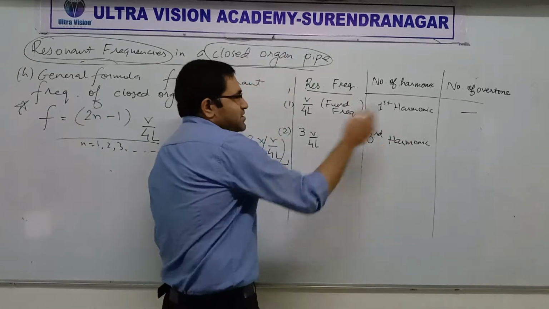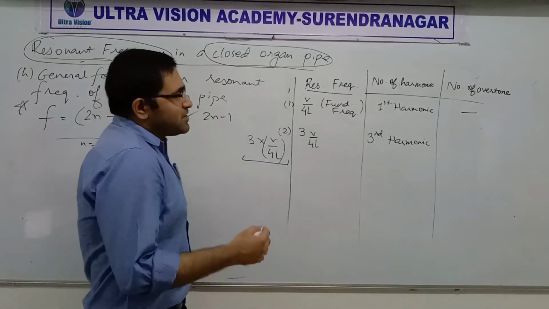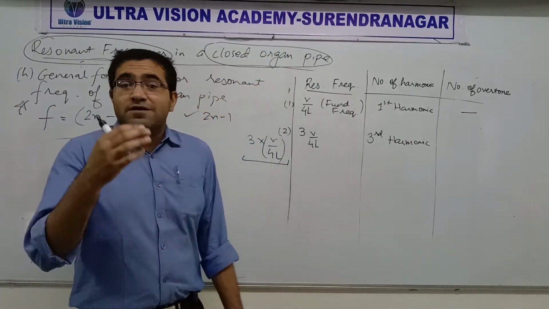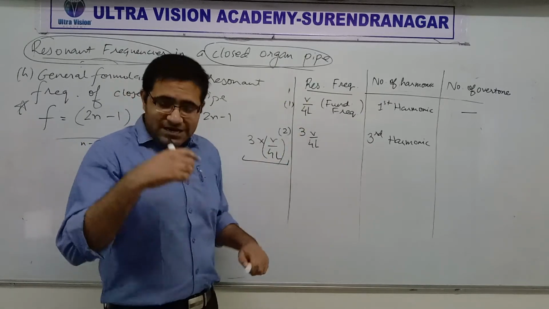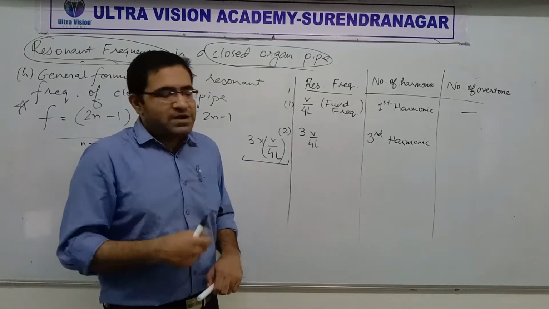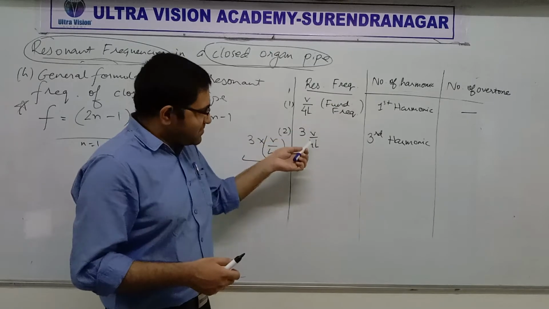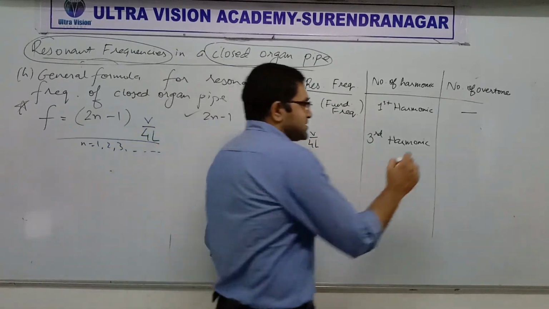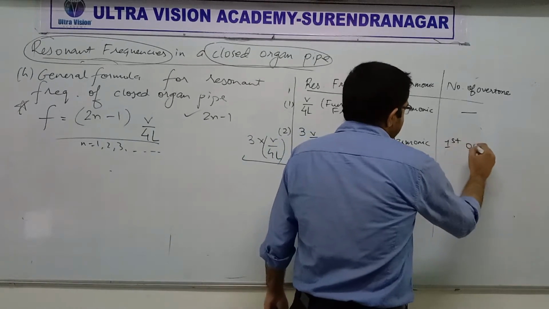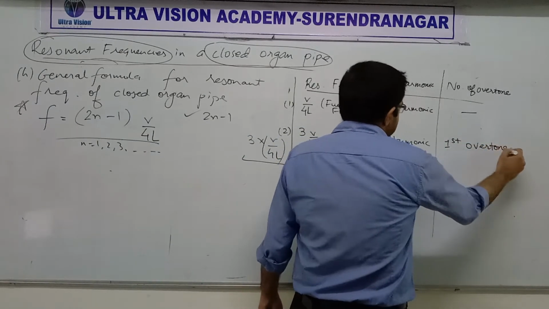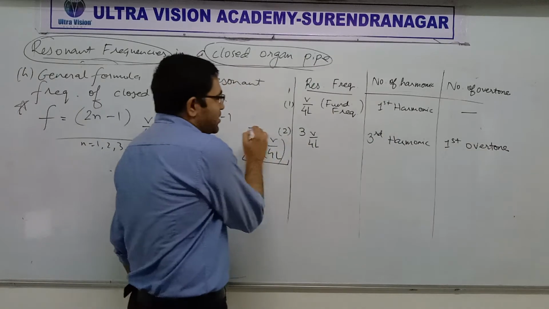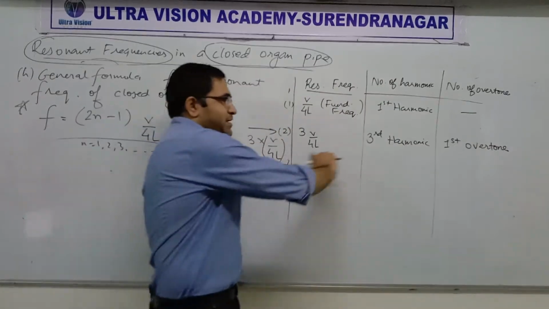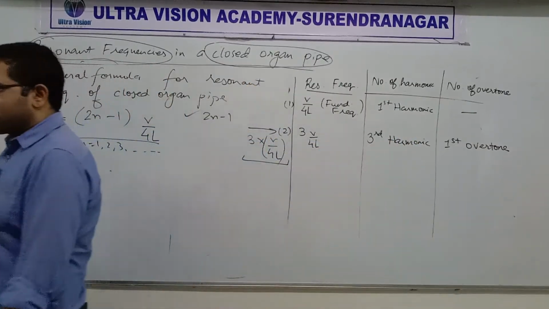Okay. What next? Number of overtone. Again, overtone means resonant frequencies that are higher than the fundamental. So this is fundamental, and now this is the next higher resonant frequency. So this is the first higher frequency or first overtone. Is this entire number 2 clear to you or not?